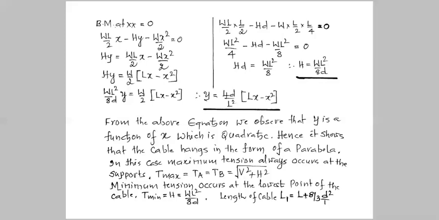In this case, maximum tension always occurs at the supports. That is, Tmax is equal to TA, that is equal to TB, which is also equal to square root of V squared plus H squared. Minimum tension occurs at the lowest point of the cable. Tmin is equal to H, that is equal to WL squared by 8D. Length of the cable L1 is given by L plus 8 by 3 D squared by L.